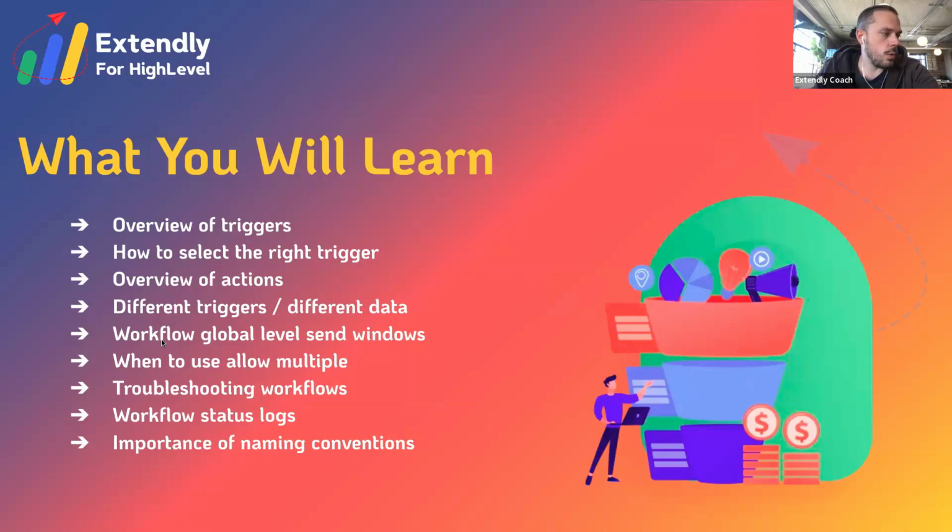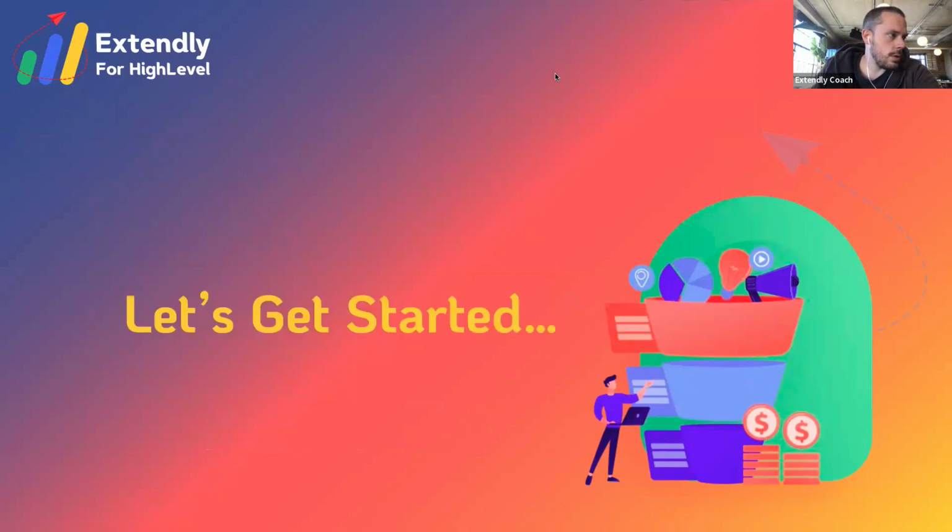And then we have workflow global level send windows. So we'll talk about that as compared to sort of localized or individual wait windows and actions. We'll talk about when to use allow multiple in workflows, and then how to troubleshoot workflows and go through the status logs and all that kind of stuff. And then the importance of naming conventions. So let's go ahead and get started.